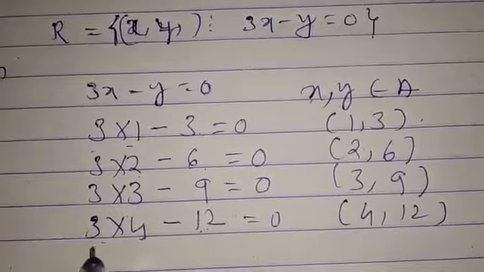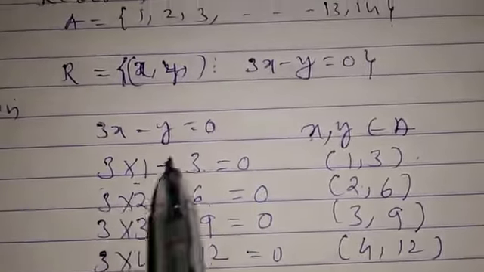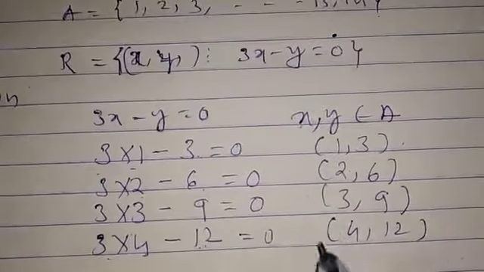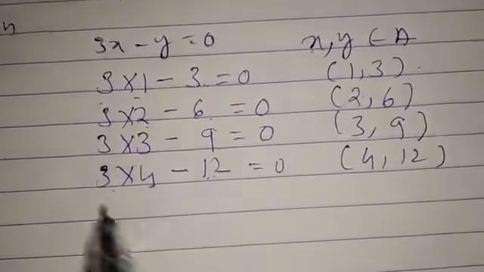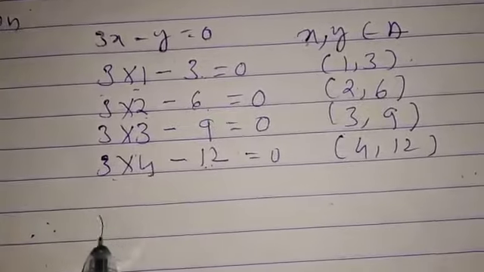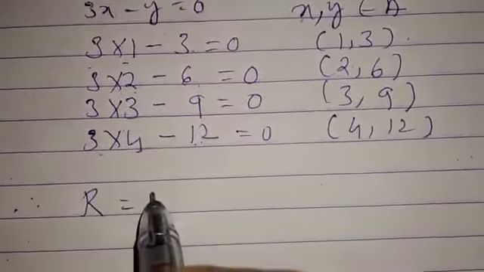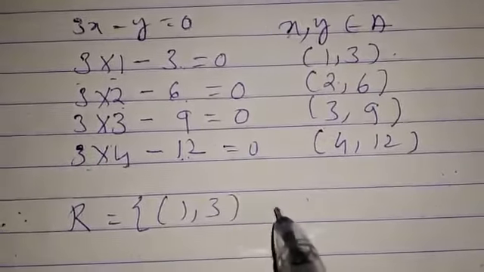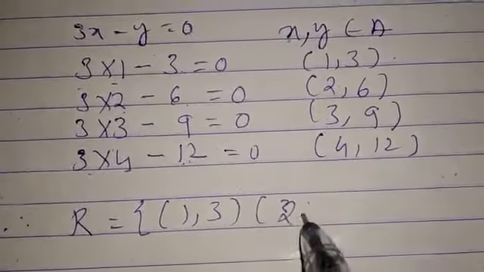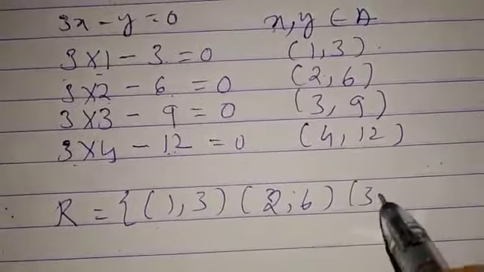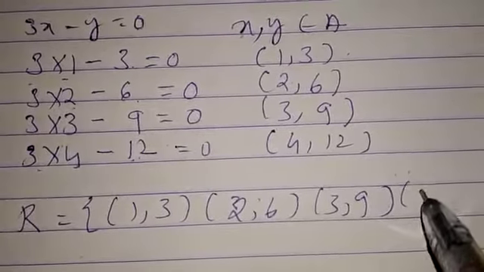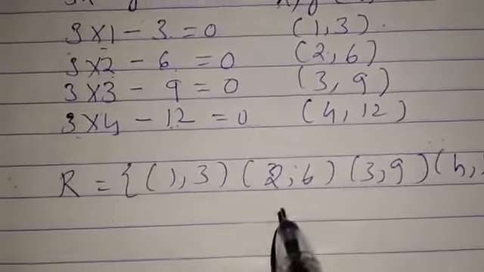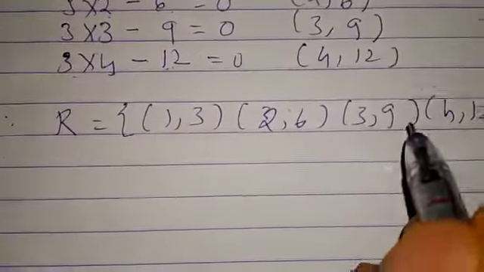More than this, 3 into 5 is 15, and 15 does not belong to A. Therefore we cannot find more than these ordered pairs. So therefore R is equal to {(1, 3), (2, 6), (3, 9), (4, 12)}. Okay, these are the set of ordered pairs.